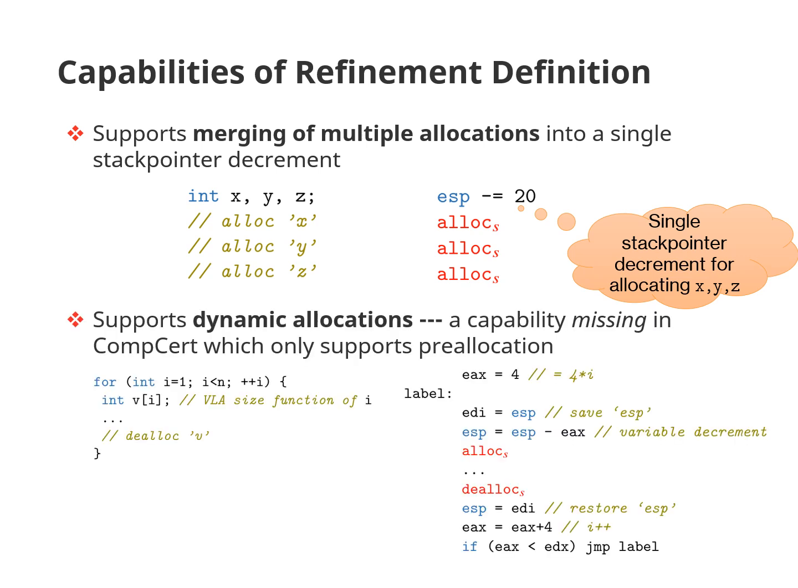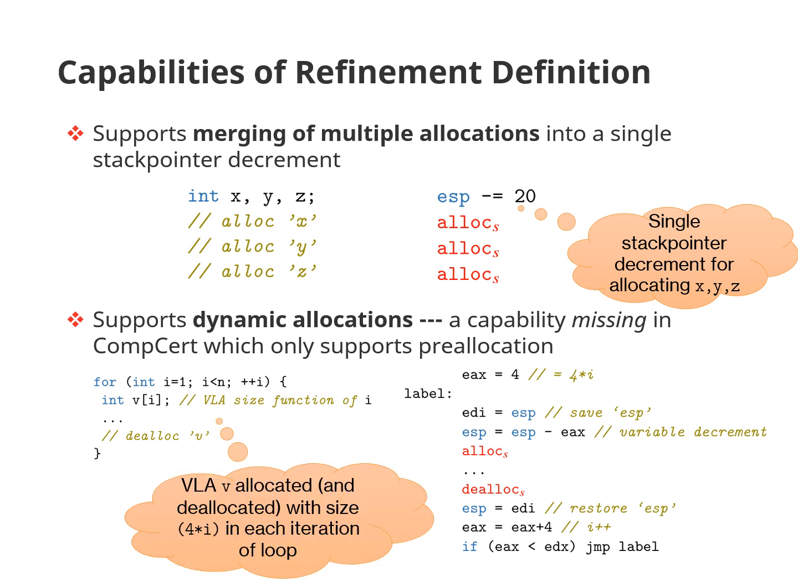A more noteworthy capability is support for dynamic allocations and deallocations, a capability which is missing in the CompCert certified compiler that notably only supports pre-allocation. Supporting dynamic allocations enables us to support C99 variable length arrays.